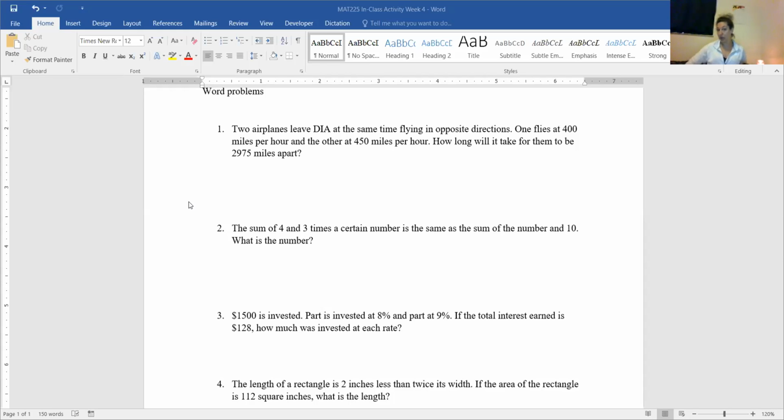So two airplanes are leaving DIA at the same time, flying in opposite directions. One flies at 400 miles per hour and the other flies at 450 miles per hour. How long will it take for them to be 2,975 miles apart? So they have to equal 2,975. Right.